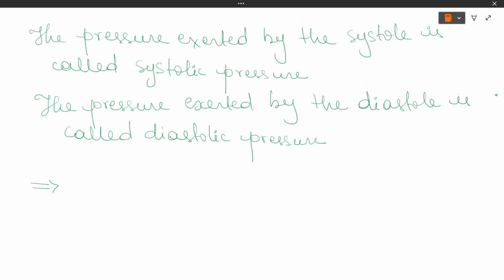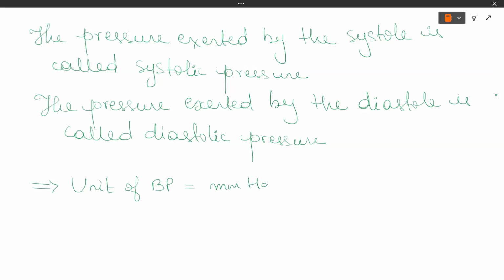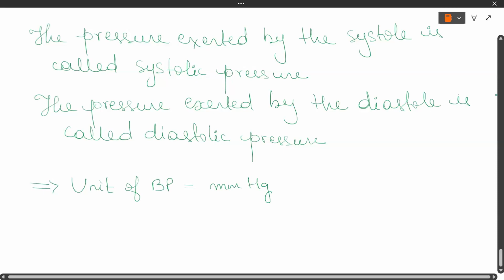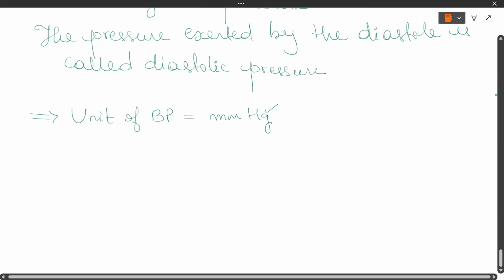So here, in the case of measuring blood pressure, obviously there has to be a unit. The unit of blood pressure is mmHg. It means millimeter of mercury. Hg is the chemical name for mercury, right? So millimeters of mercury, that is the unit of measuring the blood pressure.